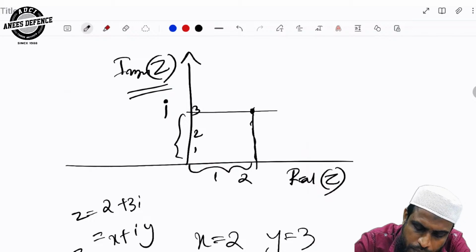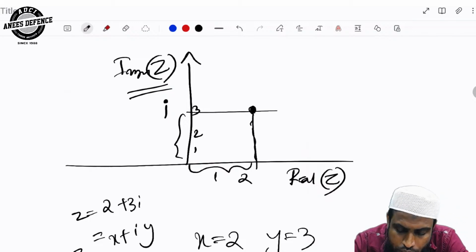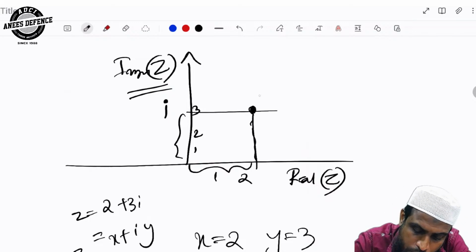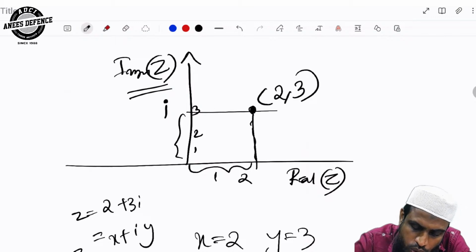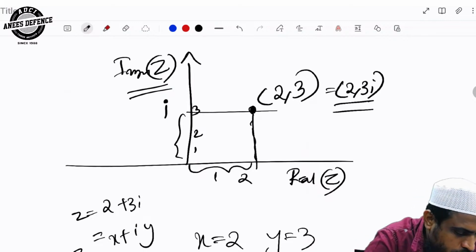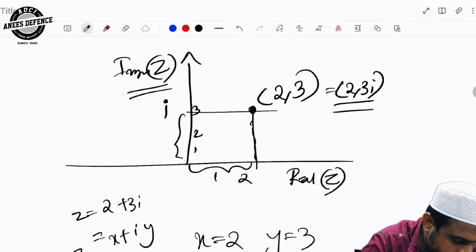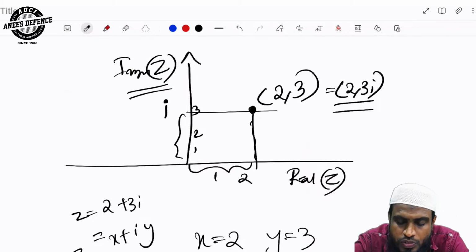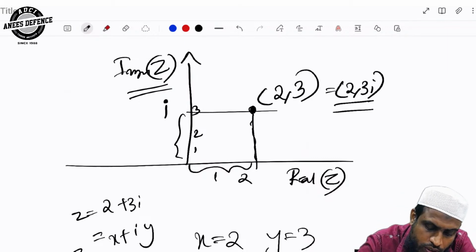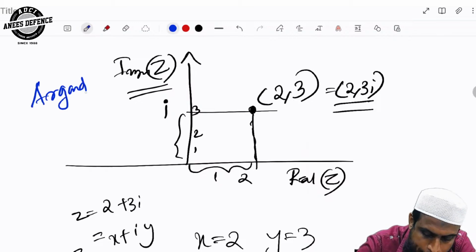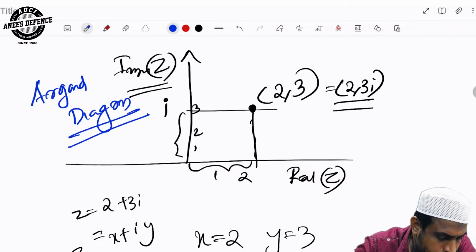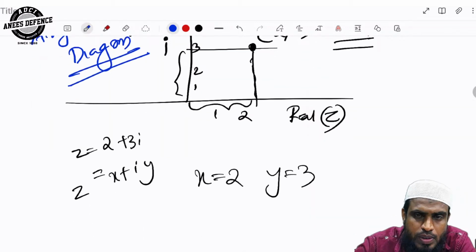So this point will become the corresponding coordinate of the complex number. This can be represented as 2, 3, so here y will be 3i, or this is 2, 3i. This is the representation of a complex number in the complex plane. This is known as the Argand diagram. In this way, we can represent a complex number.